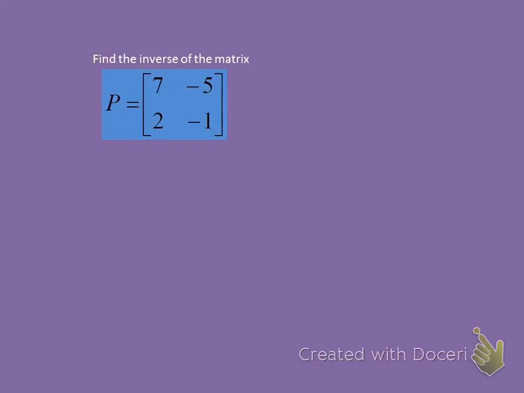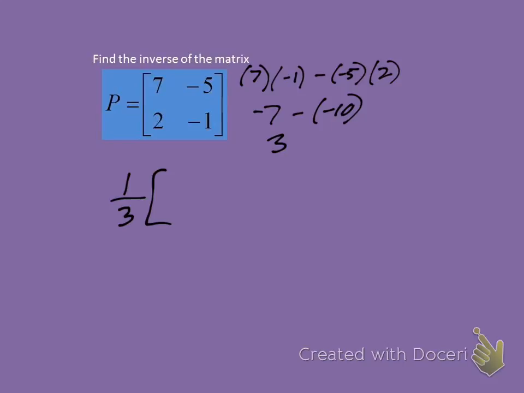Find the inverse of the matrix 7, -5, 2, -1. Step 1, find your determinant. So 7 times -1 minus -5 times 2. -7 minus, oops, hold on. Minus -10. 7 minus -10. 3. Okay, so you put that under 1. Okay, 1/3. And then now that you have that determinant, now you make the new matrices by doing the changes that you need to. You flip-flop these two numbers' positions, so -1 and 7. You change these two signs, so +5 and -2.